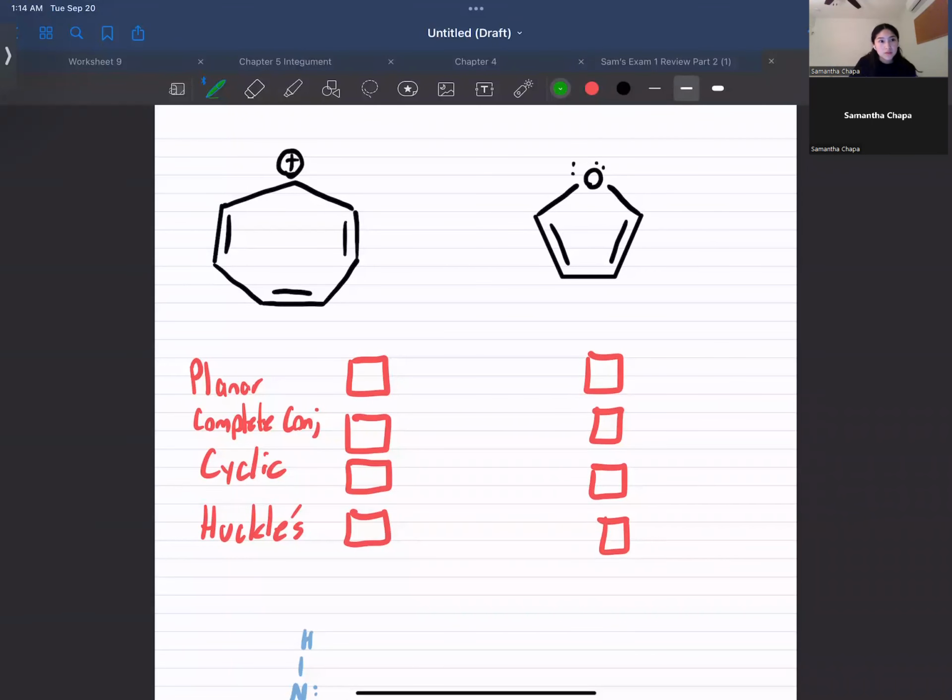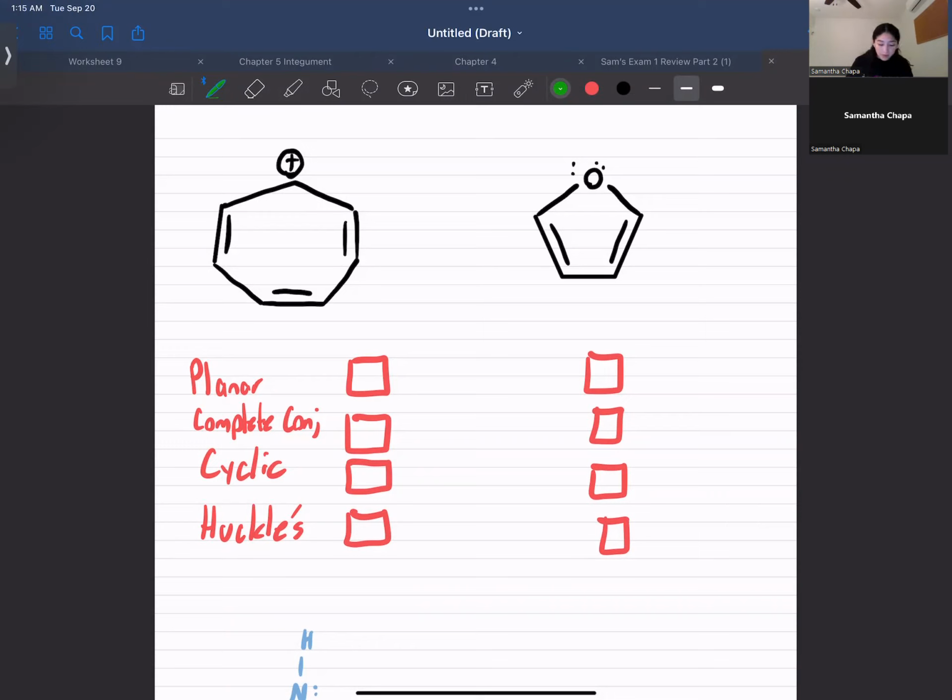Okay, so for this practice problem, we're going to be talking about aromaticity and anti-aromaticity and how to determine whether a compound is aromatic or not. I have two compounds right here, and we're going to start off with the one on the left.